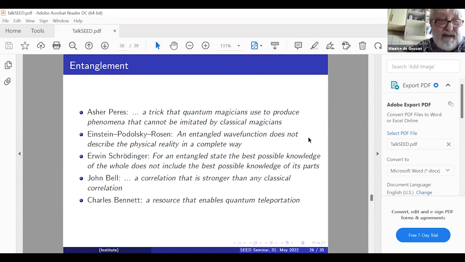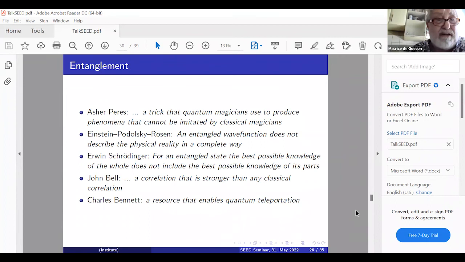Here in Schrödinger, for an entangled state, the best possible knowledge of the whole does not include the best possible knowledge of its parts. John Bell made a significant advance 30 years ago: entanglement is a correlation that is stronger than any classical correlation. And for Charles Bennett it is a resource that enables quantum teleportation. Quantum teleportation is not magical at all. It has been performed already for several 10 years, 30 years ago, by one of my colleagues, Anton Zeilinger, here at the University of Vienna.